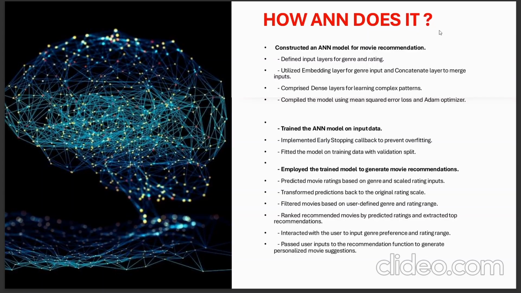So how have we implemented the ANN? We've constructed an ANN model for the movie recommendation system. We've defined input layers for genre and rating, utilized embedding layers for the genre input, and concatenating layers to manage them. How did we train it? We used early stopping to prevent overfitting and fitted the model on a training dataset with a validation split. Then we filtered the movies based on the user-defined genre and rating, and we created a CSV file for each user ID.